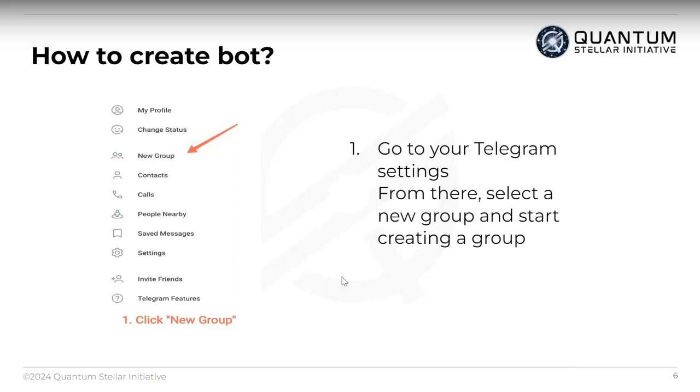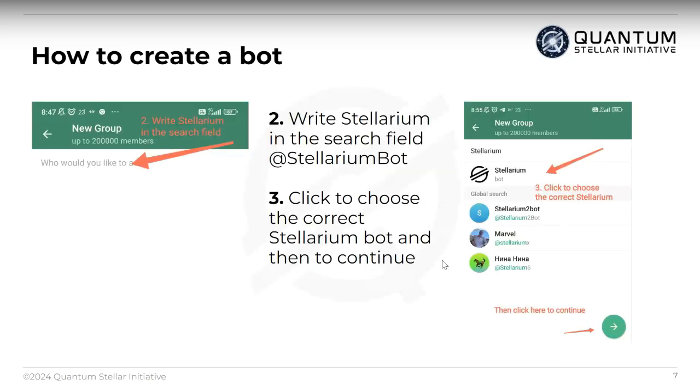First, go to your Telegram settings and you will see the menu shown in the picture. Select the option to create a new group. You will come to this view. Now you need to add the bot to the group. Be careful as there are many bots and only one is suitable for this purpose. Check the username carefully to ensure you have the correct bot.